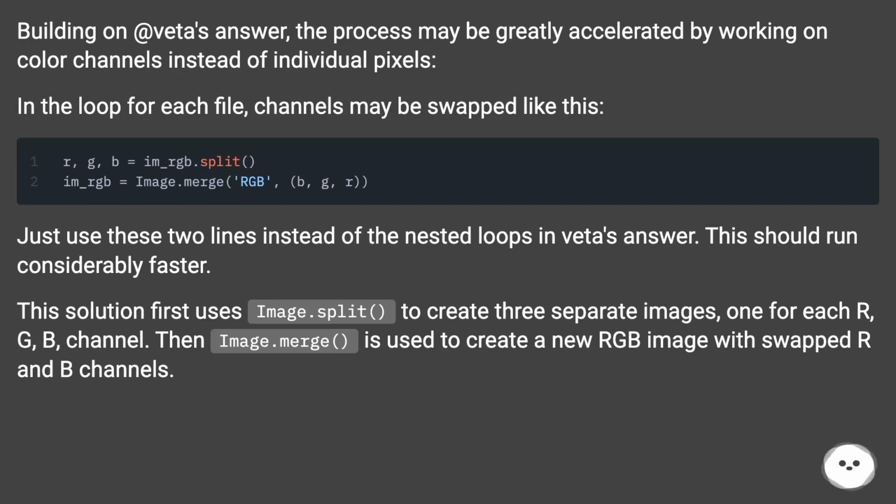This solution first uses image.split to create 3 separate images, one for each R, G, B channel. Then image.merge is used to create a new RGB image with swapped R and B channels.